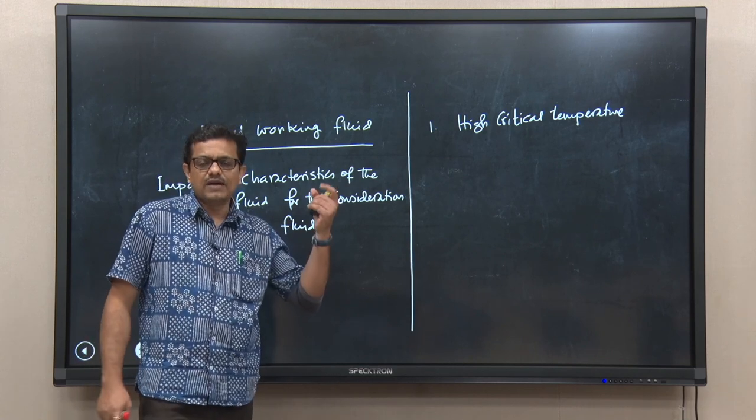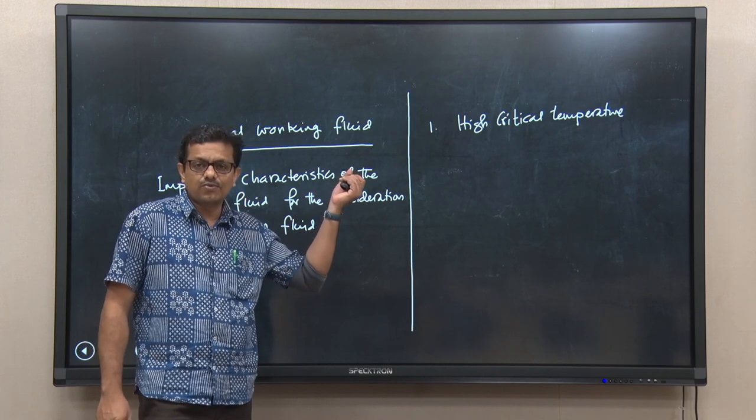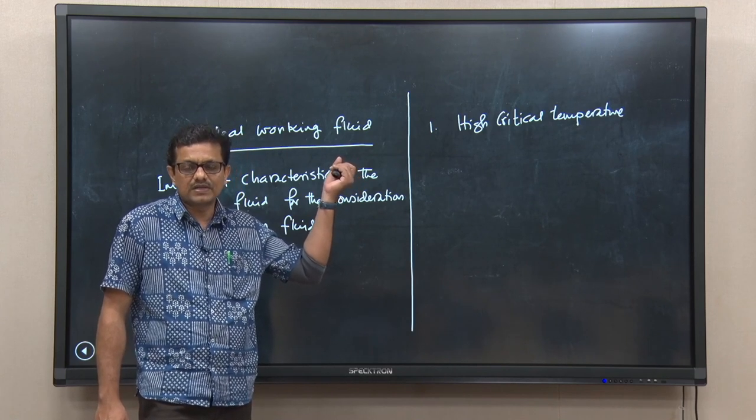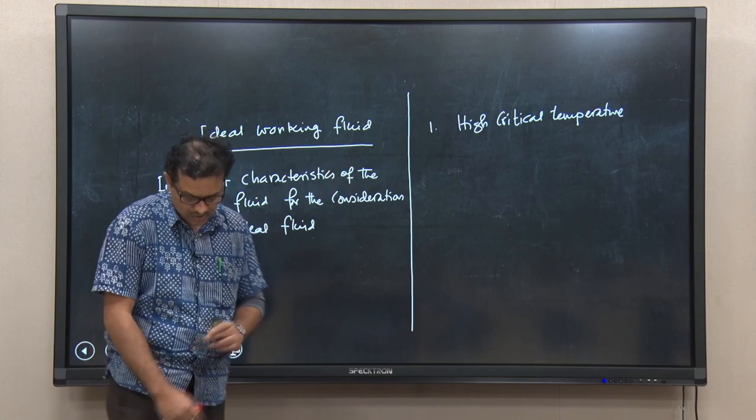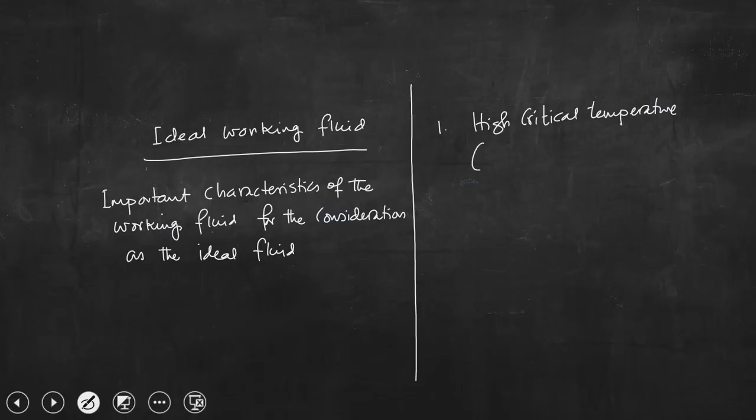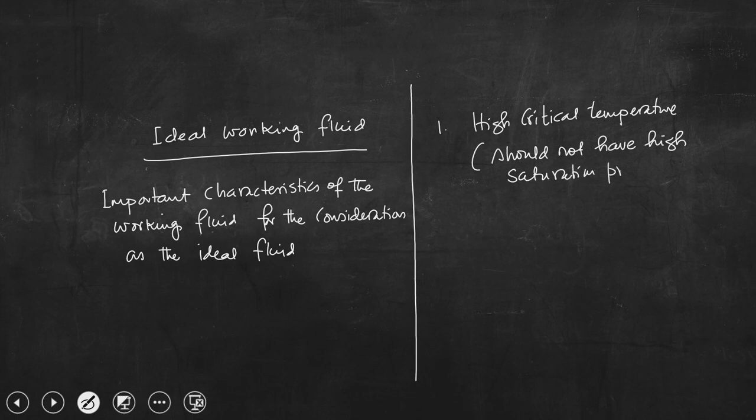But at the same time, we have to keep in mind that the working substance may have a high critical temperature, but the saturation pressure should not be very high. That is very important. So, there should not be high saturation pressure at the critical temperature. Right? So, this is number 1.